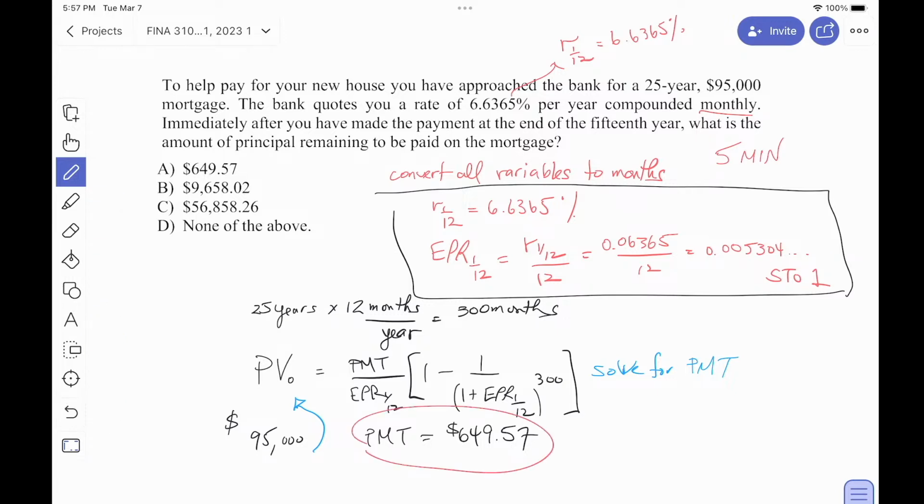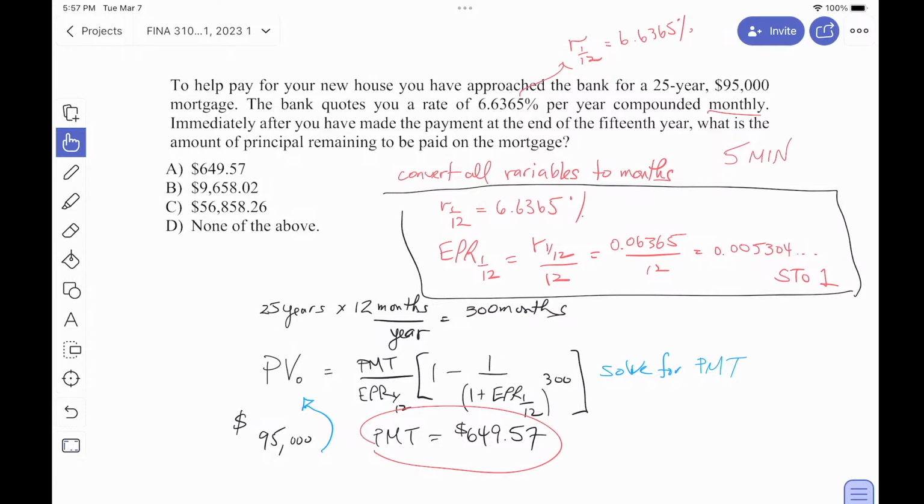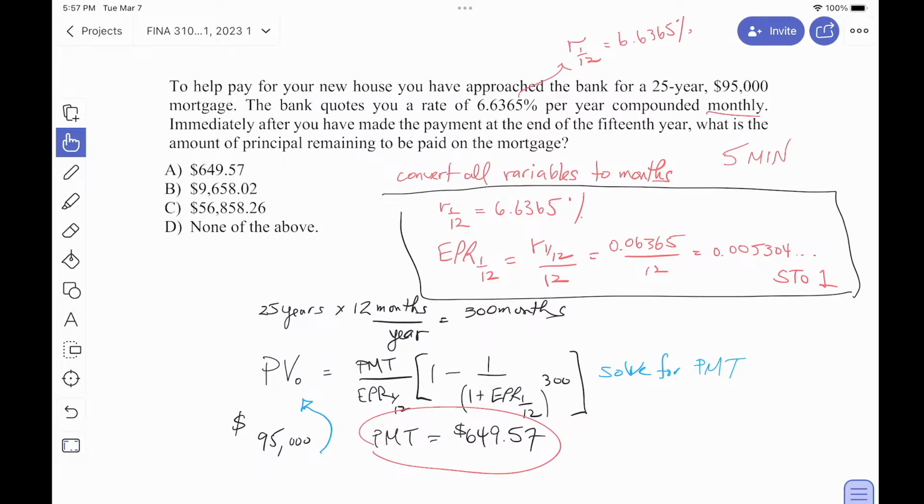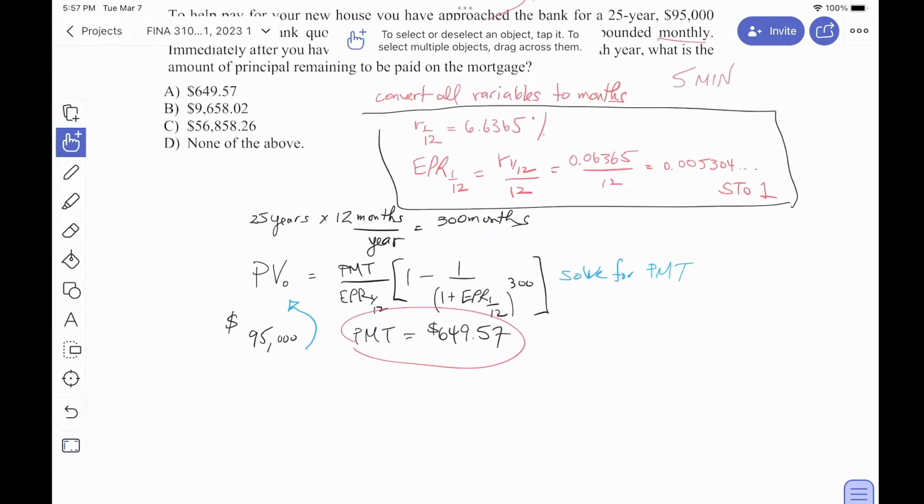And so now what we do is we say, well, we want to know what's the balance after the 15th year, the end of the 15th year. And I did exercises like this to find the balance. Okay, you could make the entire amortization table, but that's really a long way to go. Why don't you simply figure out the present value of the future payments at the 15th year? So that's more efficient.